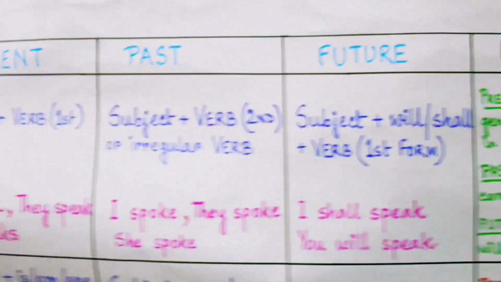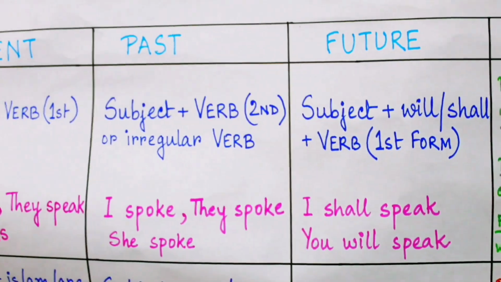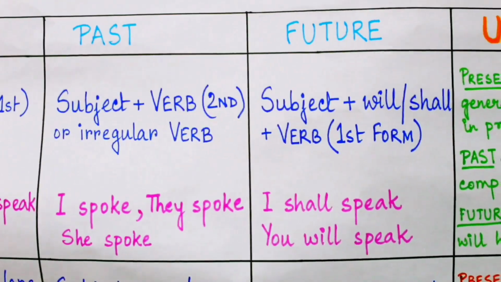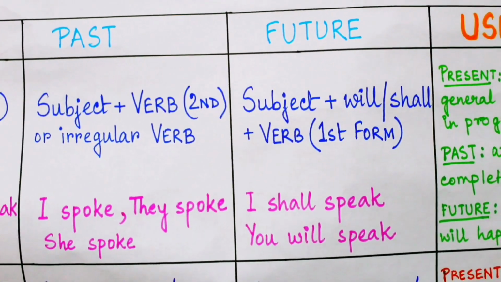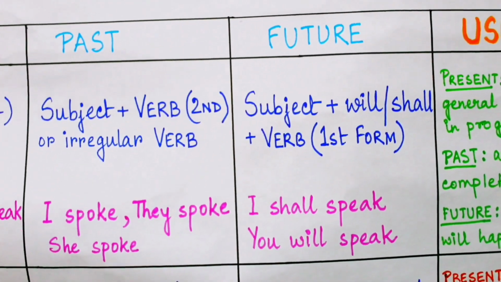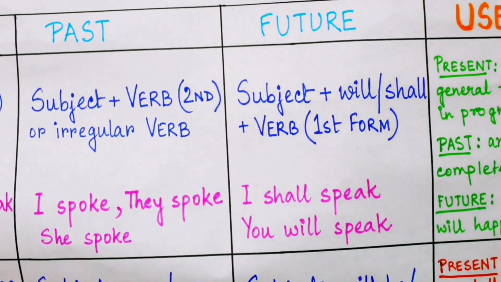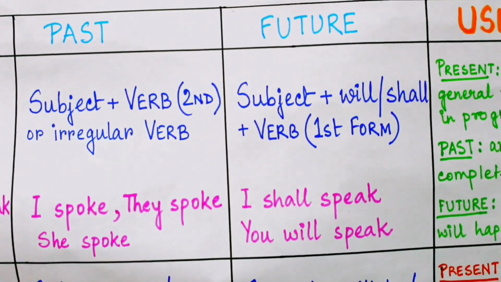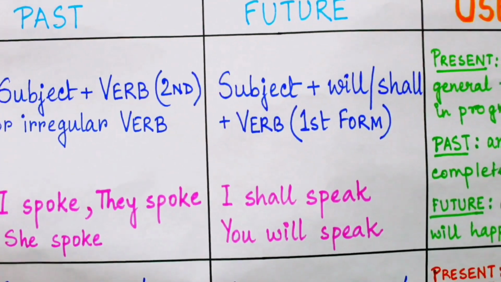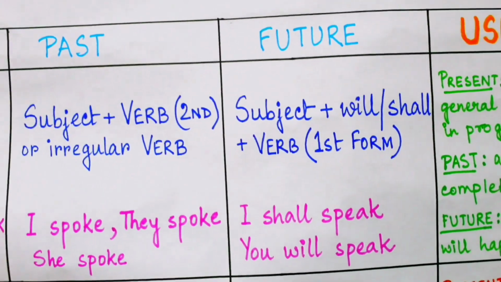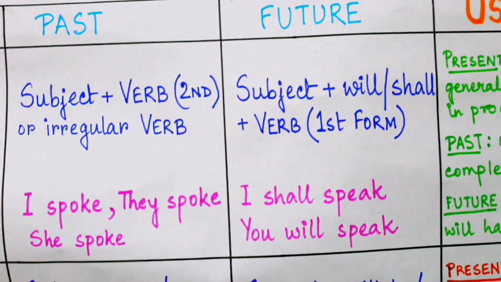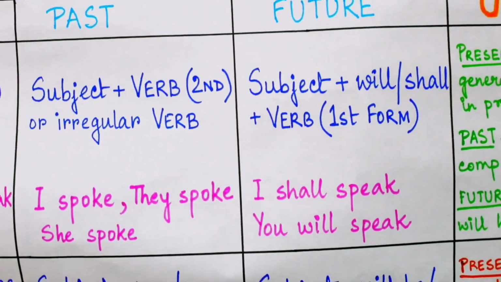Third, we come to the simple future tense. Here the rule is subject plus will or shall plus verb in its first form. Now when do we use will and when do we use shall? I will discuss this in my next video where I will discuss in detail the forms and uses of verbs. So in this case, I shall speak, you will speak.